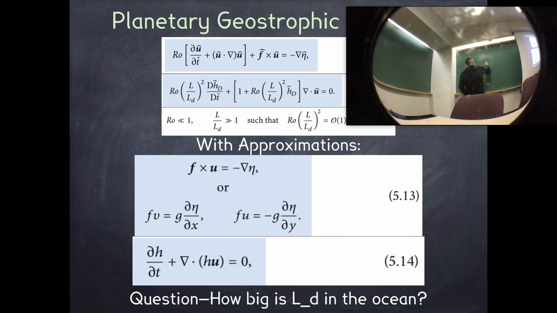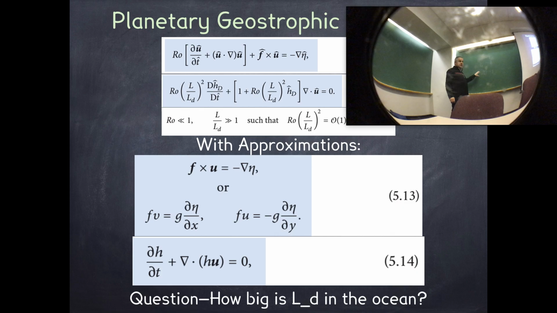Yes. But not so large that this... Did we get it right? Yes. Small thing, big thing, order one thing. Right? And so that set of assumptions gave us the planetary geostrophic equations, PG equations.